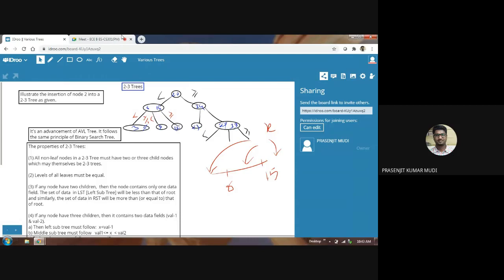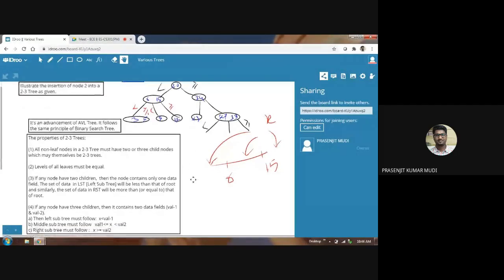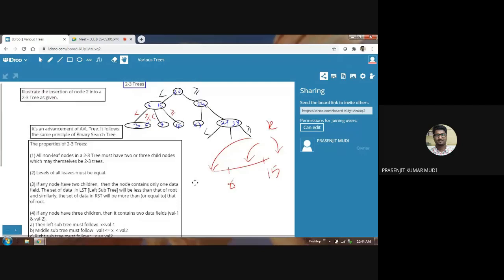Okay, right. So this is a 2-3 tree example. The example is taken from the book by Yashwant Kanetkar. So what are the properties of a 2-3 tree? A few properties need to be satisfied, then we can call an AVL tree a 2-3 tree. And why are we discussing the 2-3 tree?